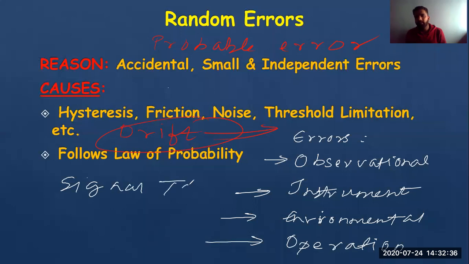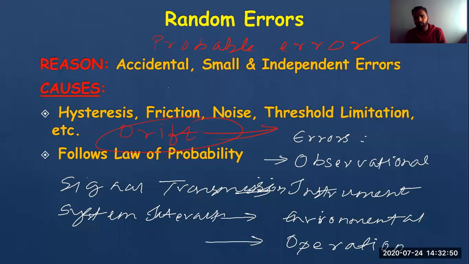After that, system interaction error. It is a part of these errors only, but we can classify differently also. System interaction error is also a part of systematic error. One more thing. The last one was random or probable error. That is remaining. I think we are done.